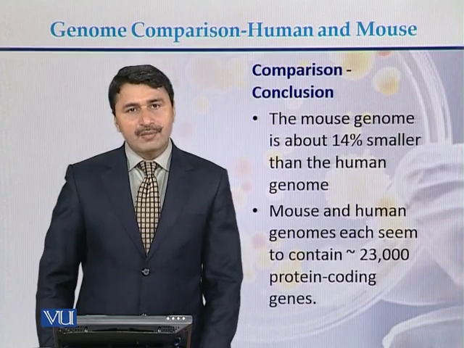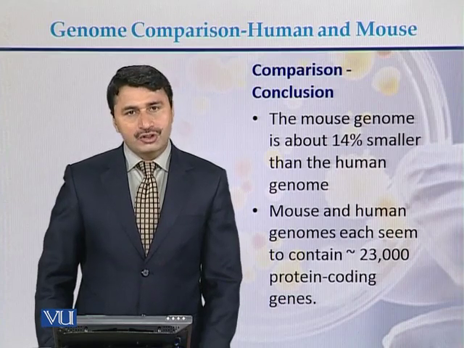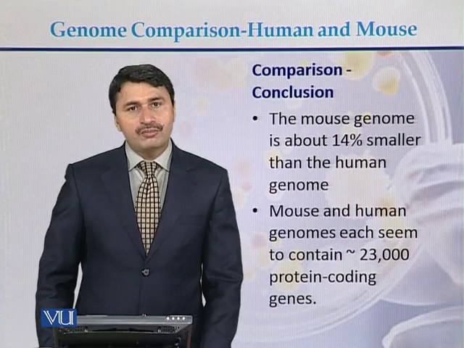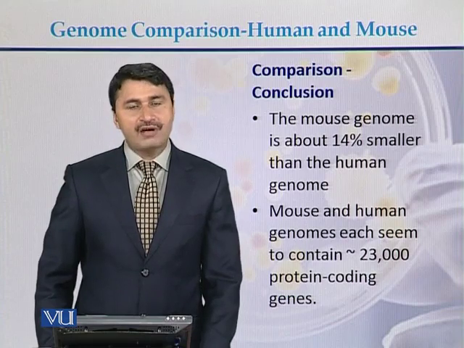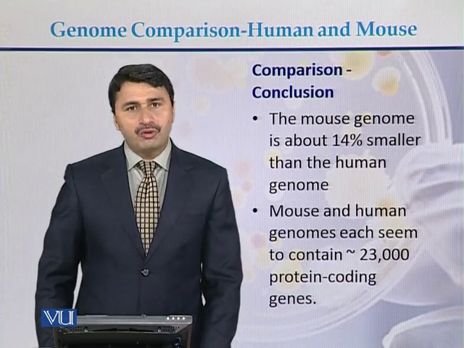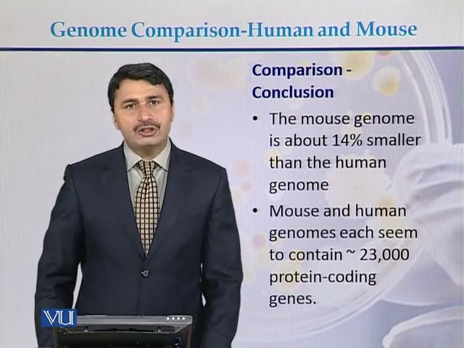To conclude the comparison between the mouse genome and the human genome: the mouse genome is approximately 14% smaller than the human genome. Both the mouse genome and human genome have approximately 23,000 genes, and both human and mouse have similar types of diseases that can be due to the same types of genes.